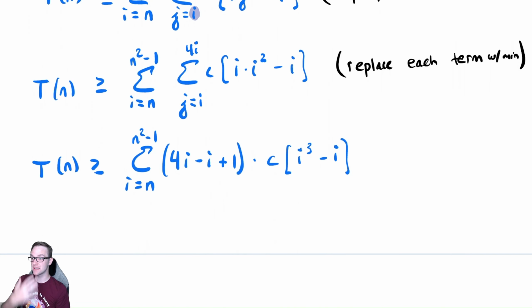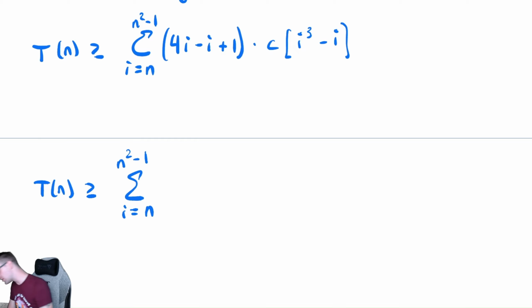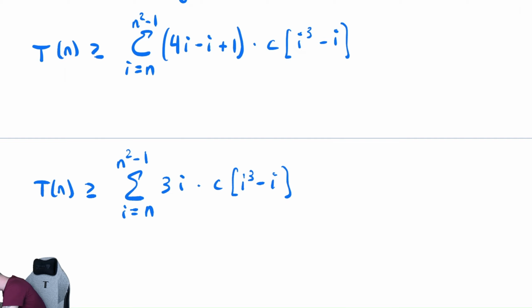And now, just as we did in our previous problem, we are going to redo the exact same steps before the next summation. This is just doing the same thing over and over again for each summation you have to deal with. So the next thing we want to do is to drop the positive terms from the inside of the summation and maybe combine some like terms. If we look, we have 4i minus i, that's 3i. And then we have a plus 1, we can drop that positive term, times c, and then we have i cubed minus i. So that's dropping the positive terms.